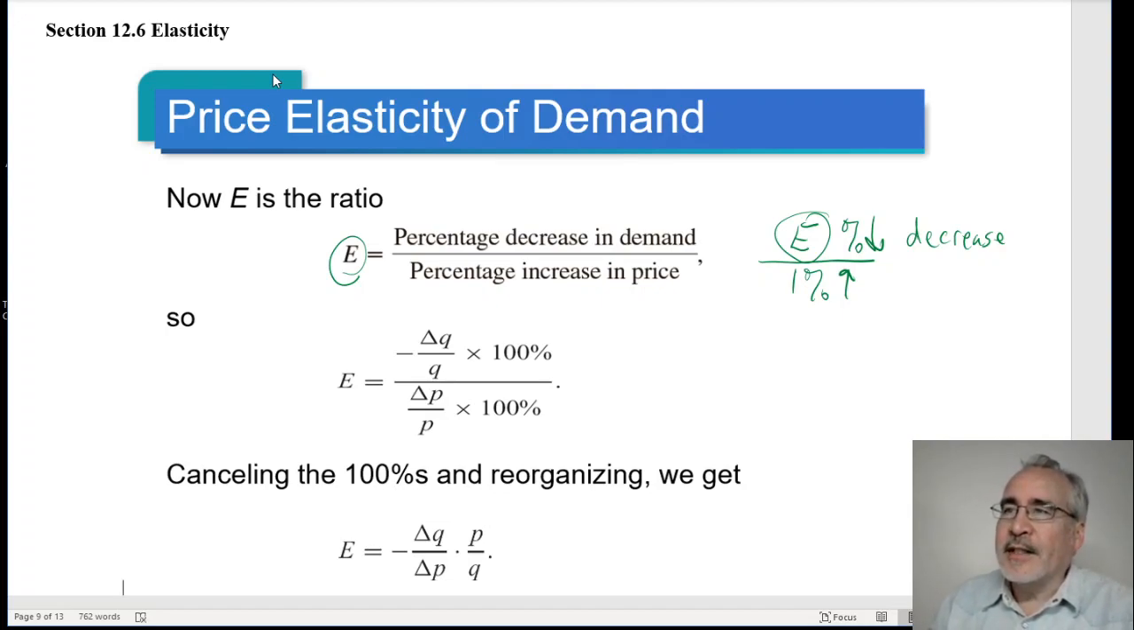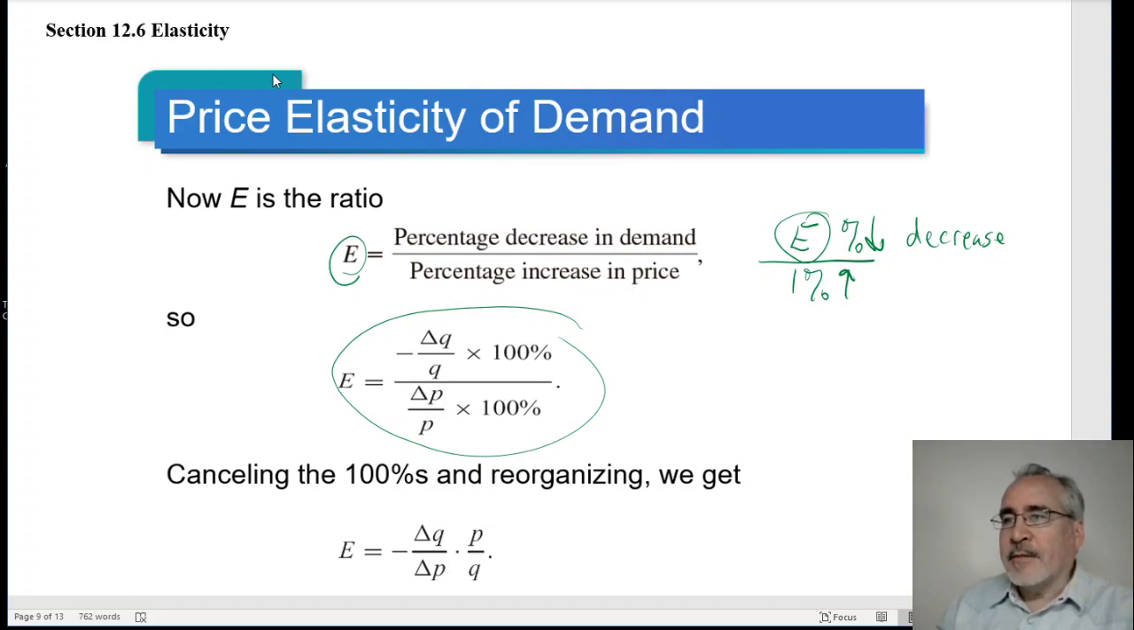So then they go through these steps here mathematically. What this gets us down to is the formula that we end up using for E, and we can characterize this in one of two ways. We could just say that this is the change of Q over the change in P. What that really is, it's the derivative of Q. And then it's times P over Q.